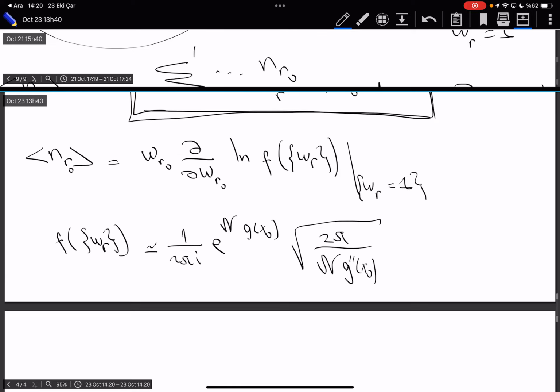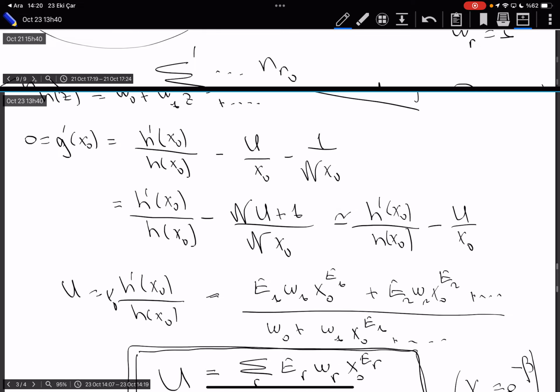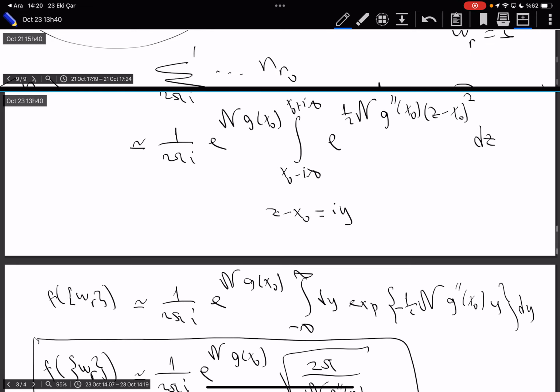Okay, that is f. So let's just put it over there, take the logarithm, put it over there, and take the derivative. Sorry, there is another mistake I made. You see here, when I make this change of variable, dz is equal to i dy, so there's no i over here.